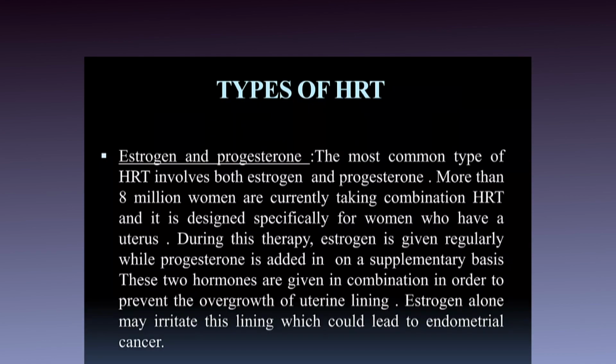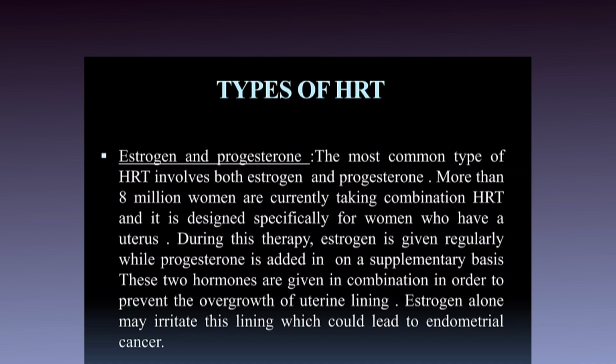In that, we can discuss estrogen and progesterone replacement therapy. The most common type of hormone replacement therapy involves both estrogen and progesterone. More than 8 million women are currently taking a combination of hormone replacement therapy, and it is designed especially for women who have a uterus. During this therapy, estrogen is given regularly while progesterone is added on a supplement basis.